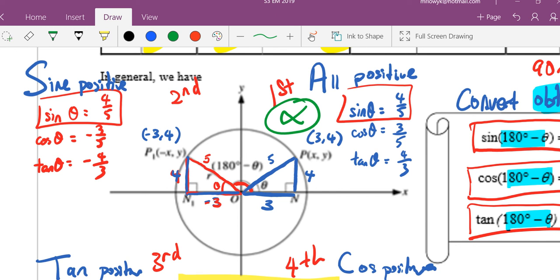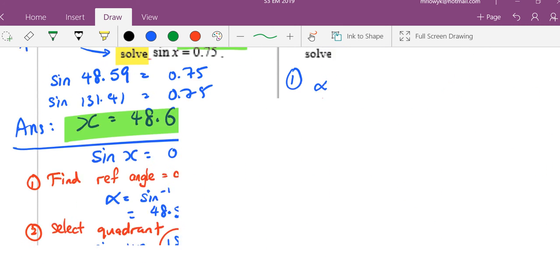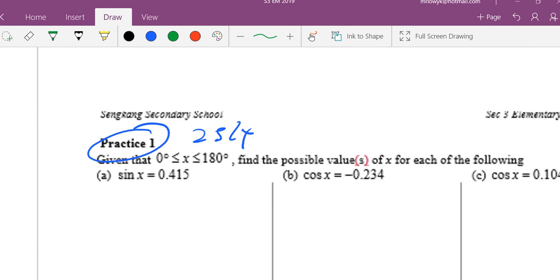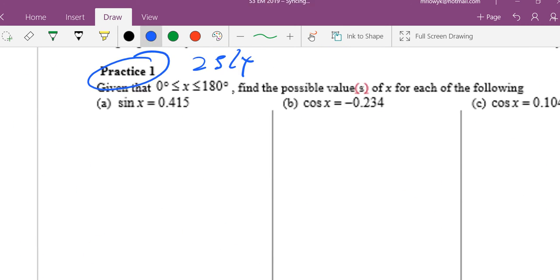Second quadrant, we have done 3 examples. What is the pattern for second quadrant? 180 minus alpha. So can you write down? Whenever you see second quadrant, you must have this pattern, or this pattern. Okay. Now let's move on to the next one. If I pause the video, all of you turn to the next page.